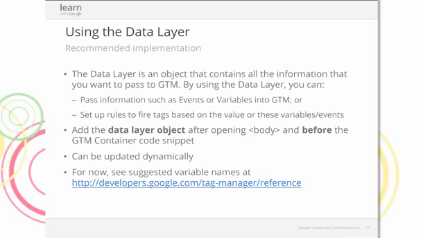Okay, so using the data layer. As mentioned earlier, the data layer allows for greater portability and flexibility, allowing you to pass information into Google Tag Manager. So, rather than referencing variables, transaction information, page categories, and other important signals scattered throughout your page, Google Tag Manager is designed to easily reference information that you put into the data layer.